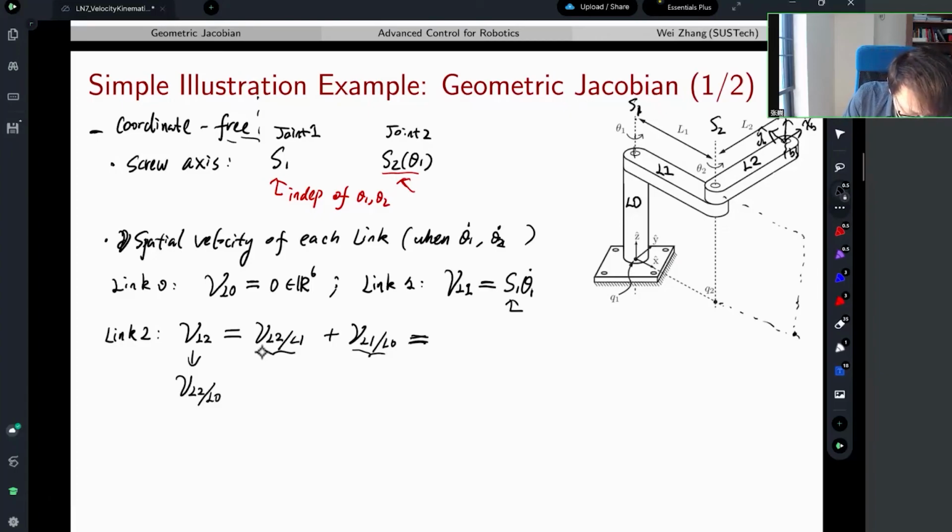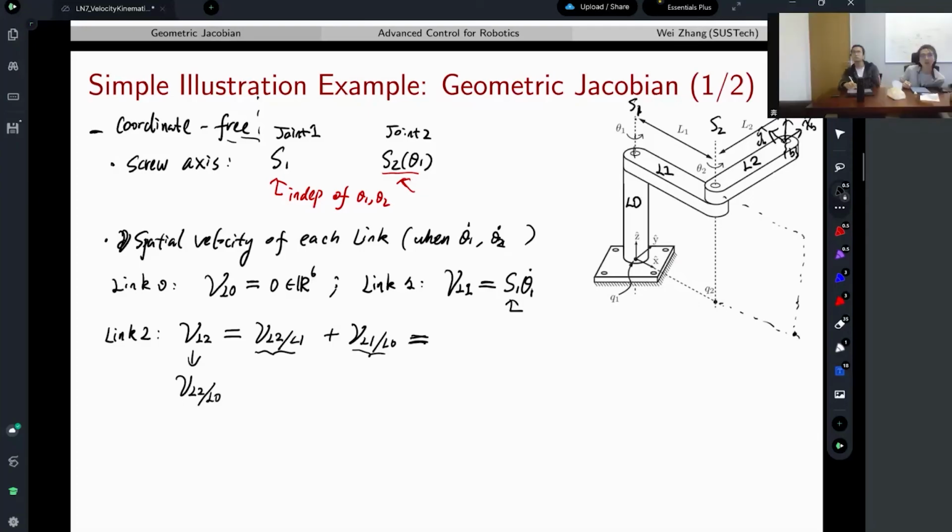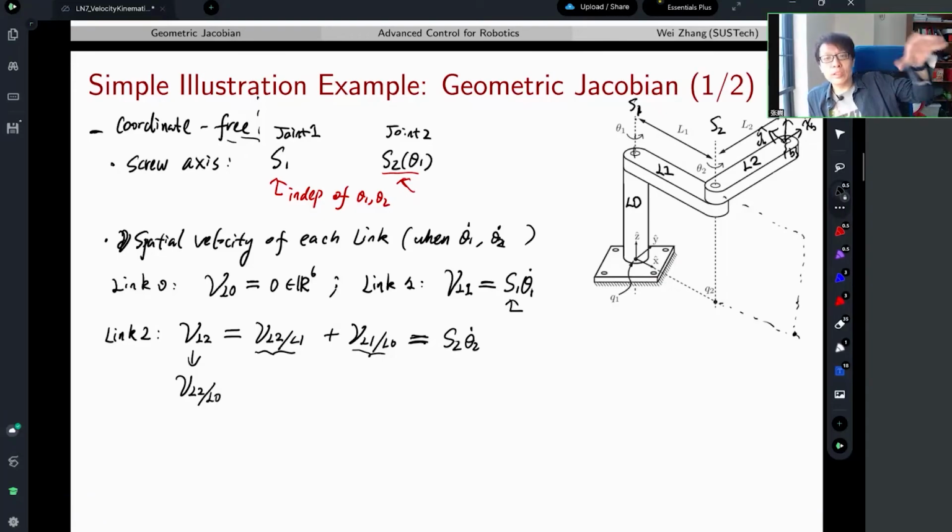and the first one, link 2 relative to link 1. Suppose maybe link 1 is moving as well. Okay, I don't want to account for that motion for now. And the relative velocity of link 2 relative to link 1 is, Liuben, what is it? The link 2 relative to link 1 is S2 theta 2 dot. Yes, okay. So you think about link 1 not moving, or your inertial frame is on link 1, and link 2 has a motion only because theta 2 dot is non-zero.